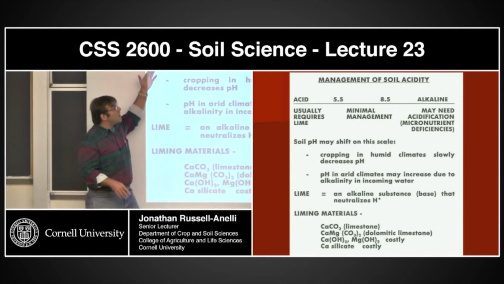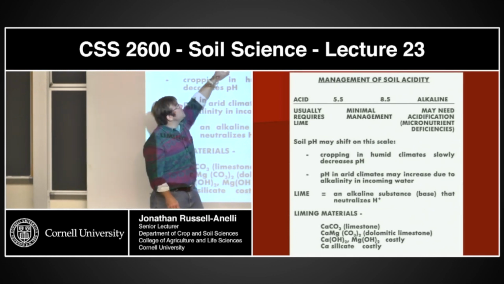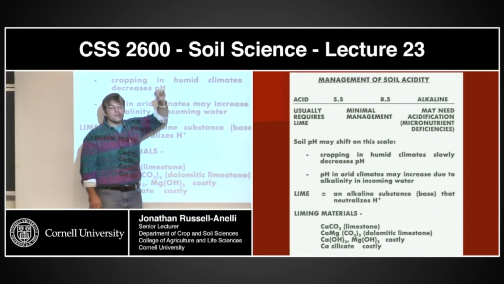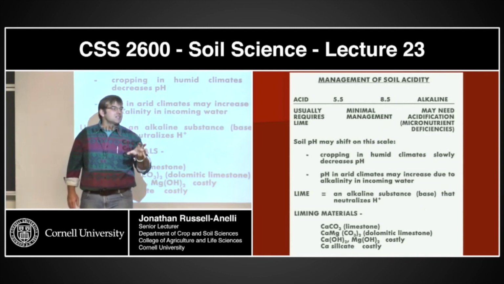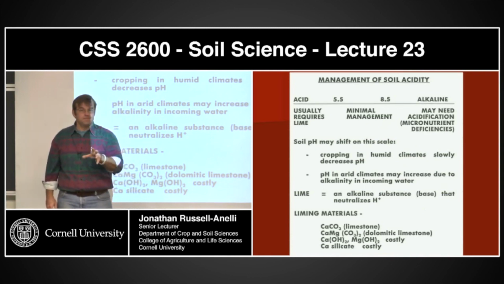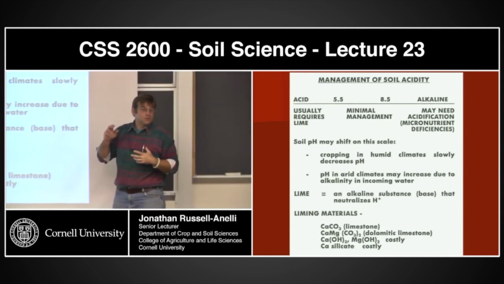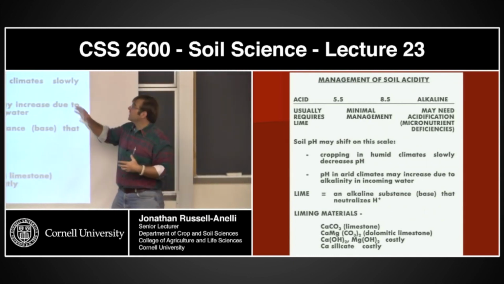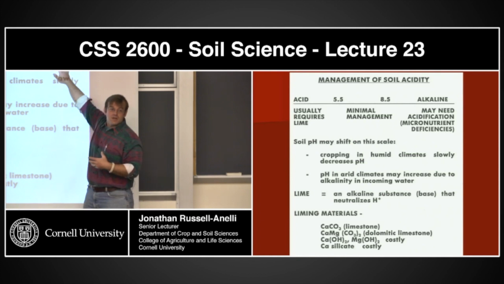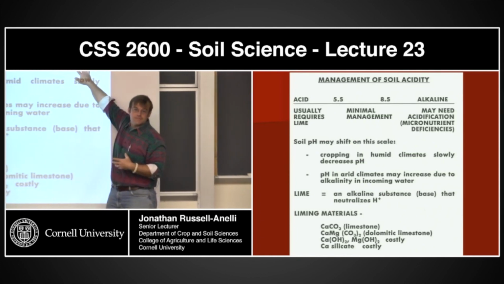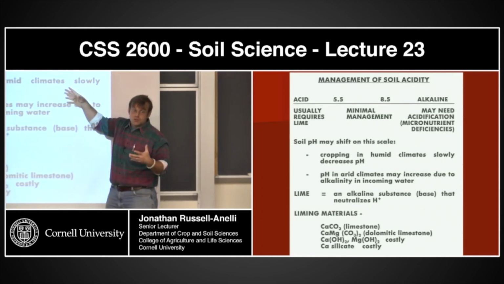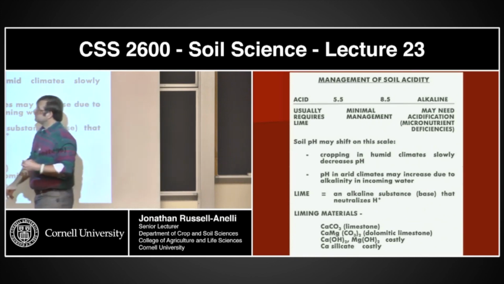Okay? So I want to basically have my pH between 5.5 and 8.5 because that turns out to be the maximum zone for nutrient availability. Now, if it's above that, I may in fact have to do some acidification because if I get up to these high pHs, I might start seeing micronutrient deficiencies. It's about nutrient management.